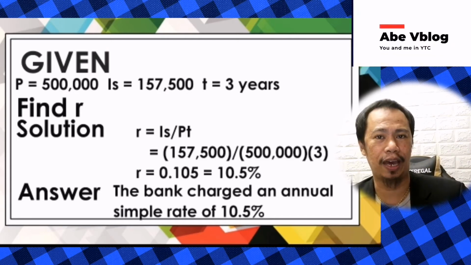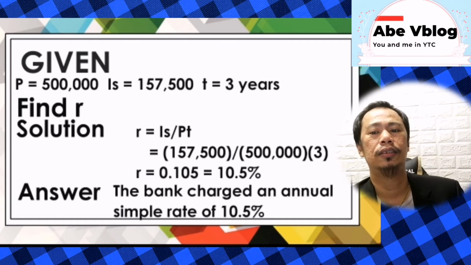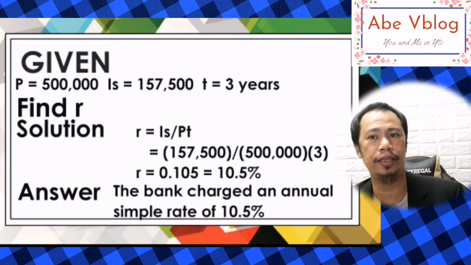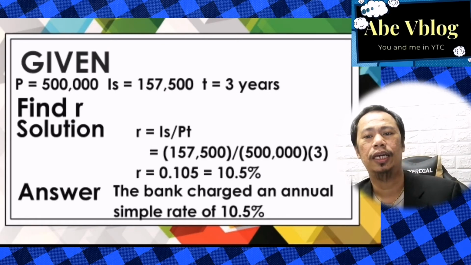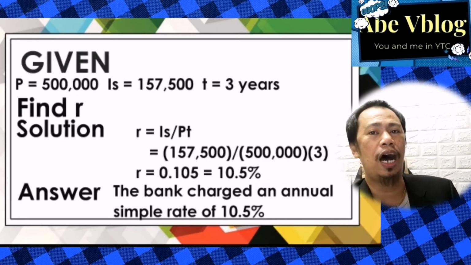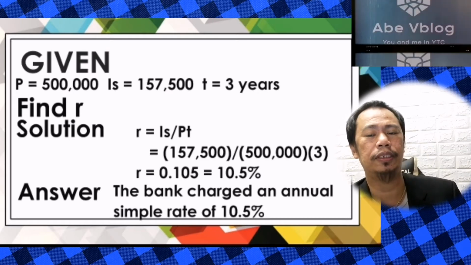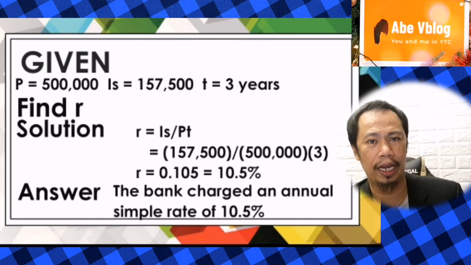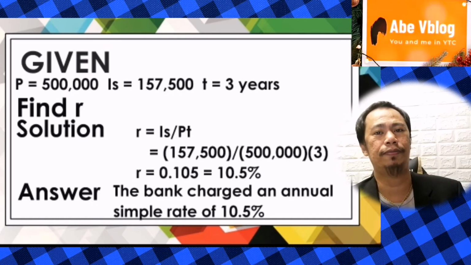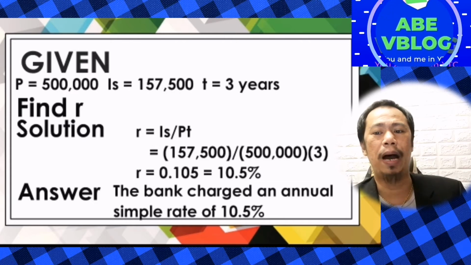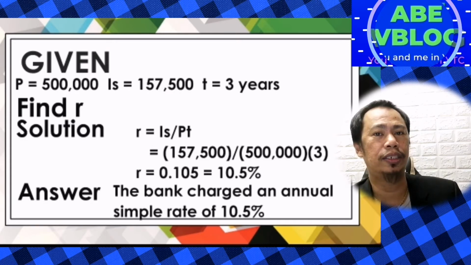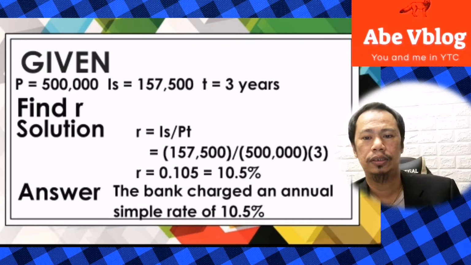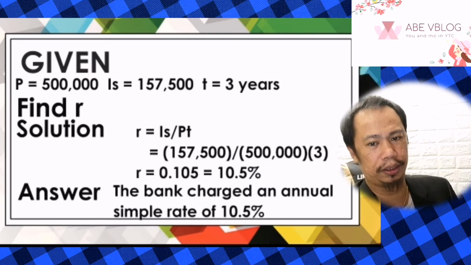So 157,500 divided by the product of 500,000 and 3. So the answer will be 0.105. So we multiply it by 100, then we got 10.5%. So the bank charges an annual simple rate of 10.5%. So that is the interest rate charged.